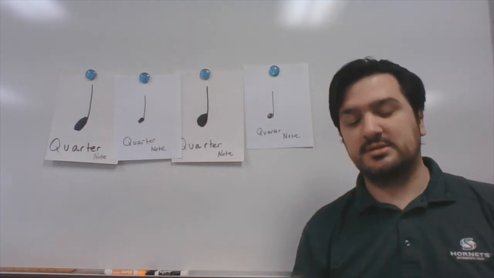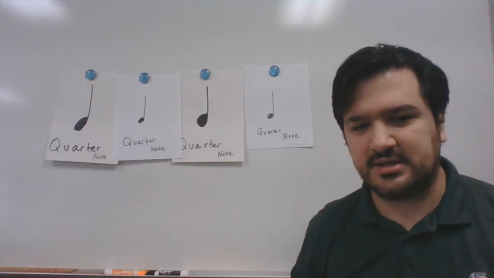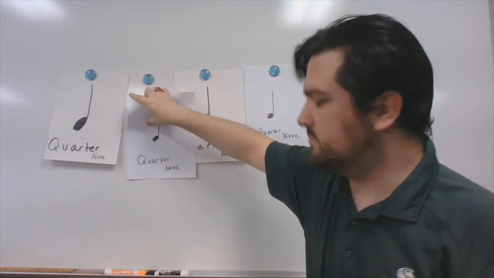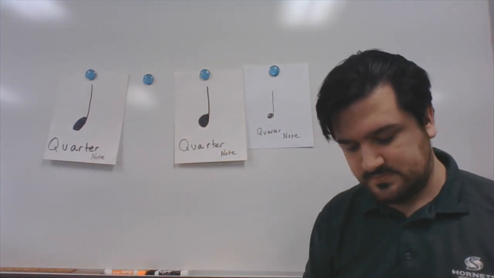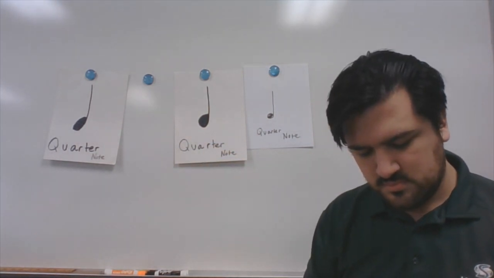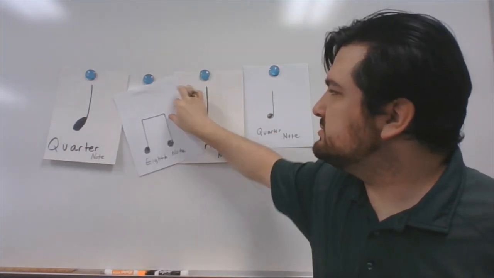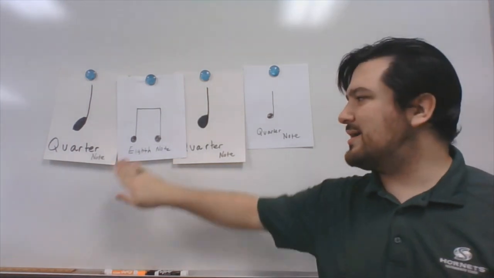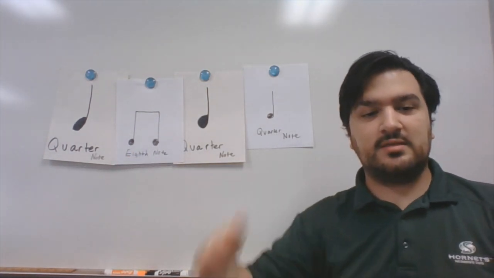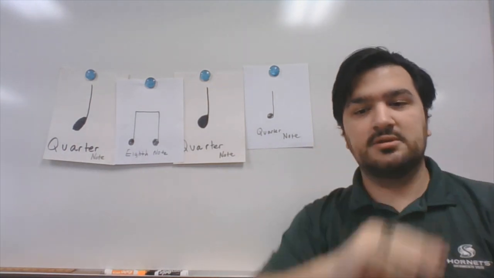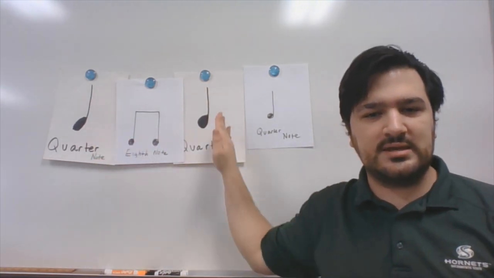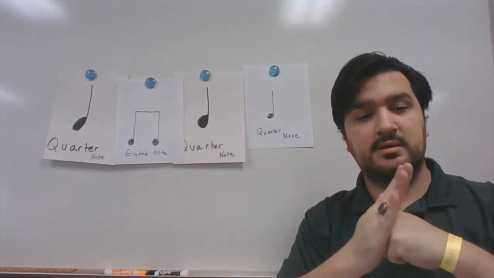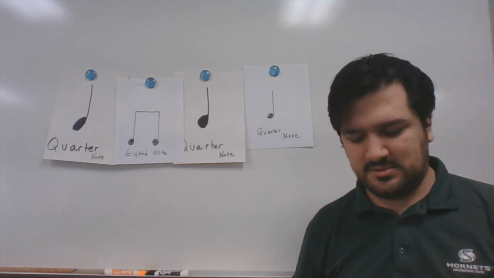Very good. Now it's time to do a little bit of mix-up. I'm going to take this down and put up one of these. So we added an eighth note. If you remember, with the eighth notes we go like this and we say ti-ti. So we should have ta, ti-ti, ta, ta. Now you try. Very good. That's a really good mix-up right there.